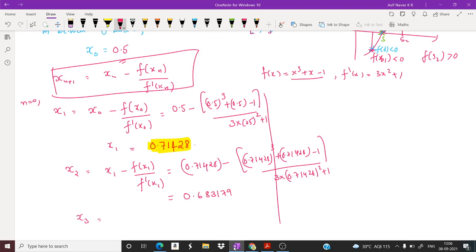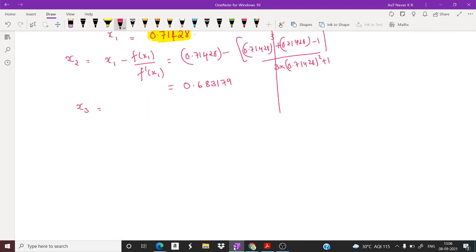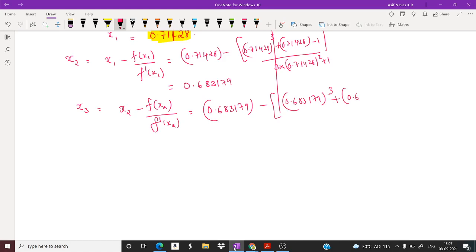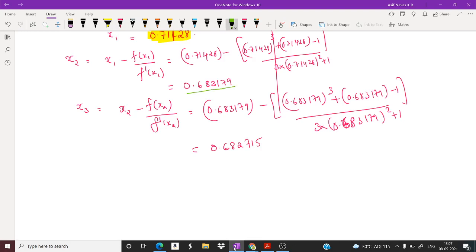And similarly, you find out x3. x3 is x2 minus f of x2 divided by f dash of x2. x2 is 0.68317, minus 0.68317 all cube plus 0.68317 minus 1, divided by 3 into 0.68317 all square plus 1. Now we will use the calculator, and we get 0.682715. So our iterations are becoming similar.